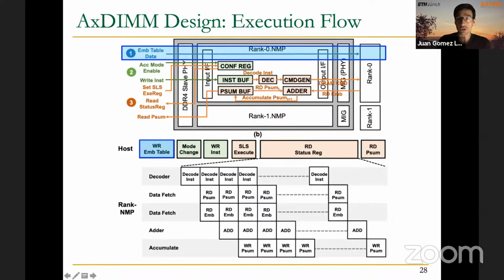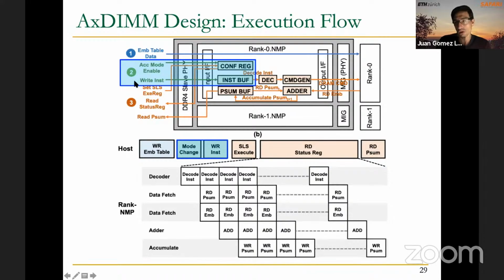So the very first thing to happen is in the non-acceleration mode. Notice how the host is accessing the ranks to store the embedding table. So this is a write operation taking place from the host, in non-acceleration mode. The rank NMP unit has nothing to do here yet, and that's the way of writing the embedding tables to the ranks.